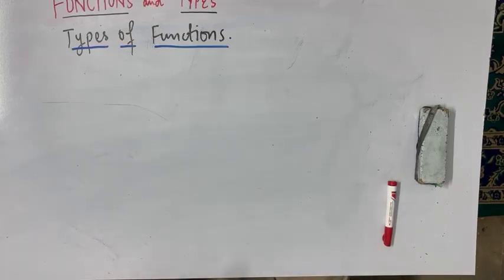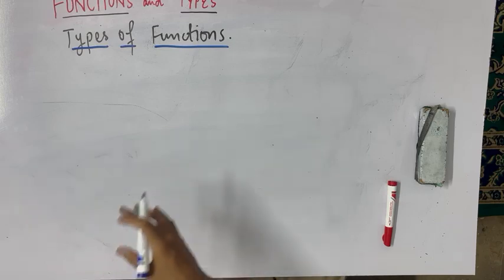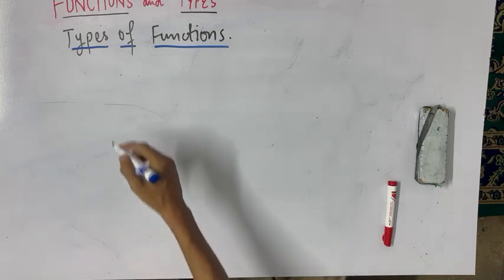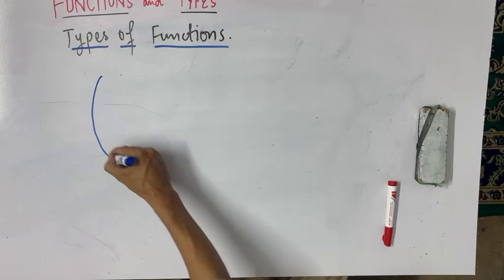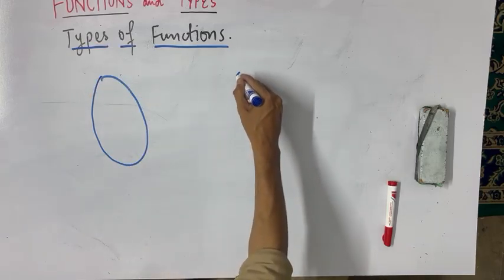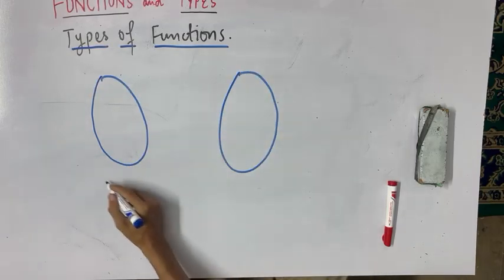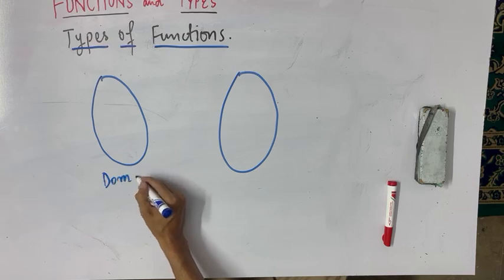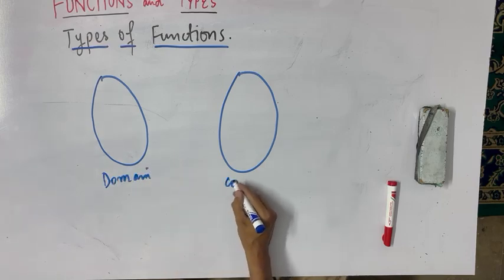So if we have a function, if at least one element of the codomain has no pre-image, we will understand it by using a mapping figure. Mapping figure means this type of figure is called a mapping figure. This is for the domain and this is for the codomain.